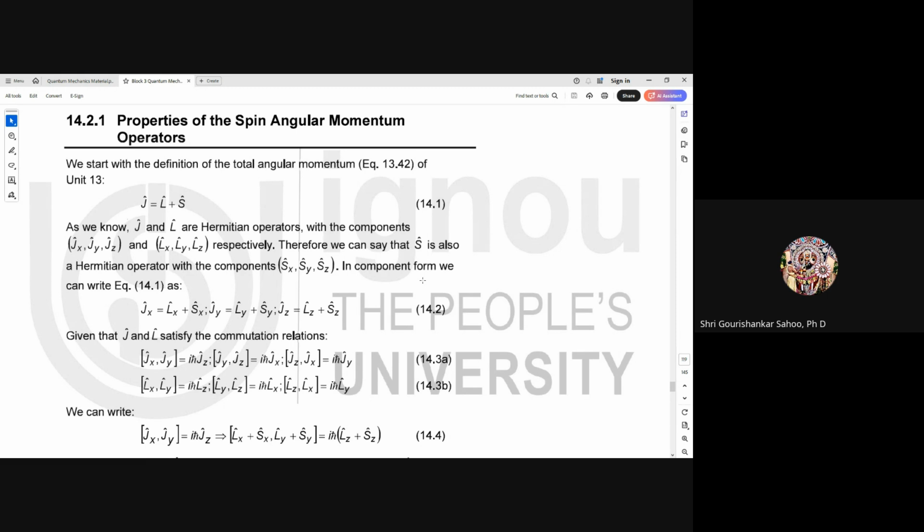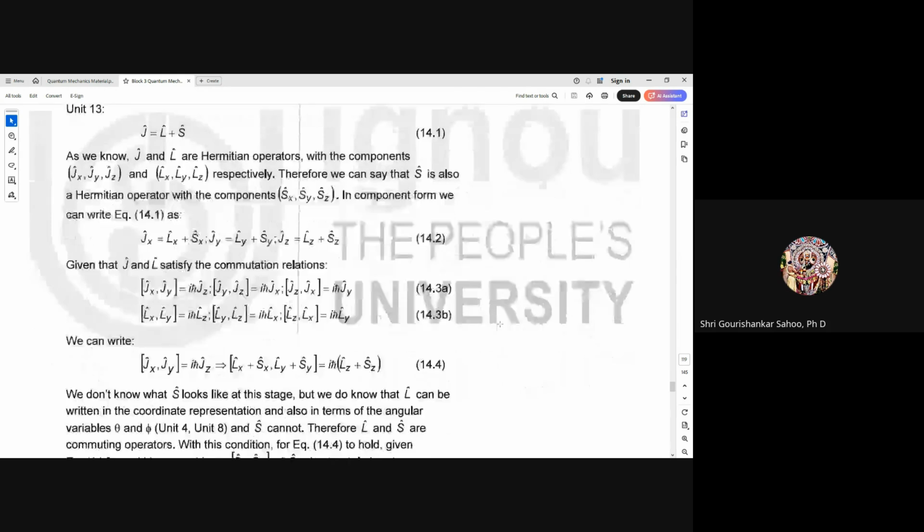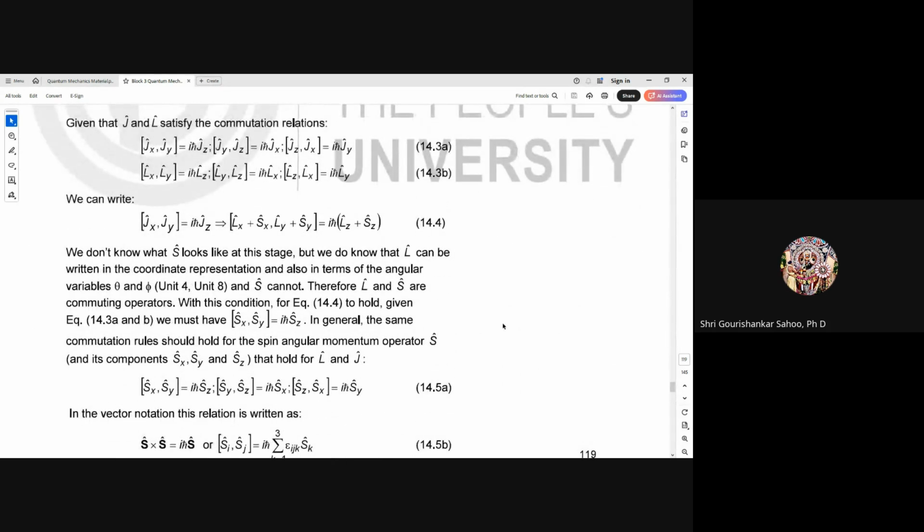Similarly, you can have your Jy cap, Jz cap will give you iħ Jx cap, and Jz cap, Jx cap commutation relation will give you iħ Jy cap. Similarly, your Ly cap, Lz cap in commutation bracket will give you iħ Lx cap, and Lz cap, Lx cap in commutator bracket will give you iħ Ly cap. So you can see that XY will give you Z, YZ will give you X, and ZX will give you Y in both the cases, total angular momentum and orbital angular momentum. So it is cyclic in nature. You can see it as X, Y, Z cyclic, Y, Z, X cyclic, Z, X, Y cyclic.